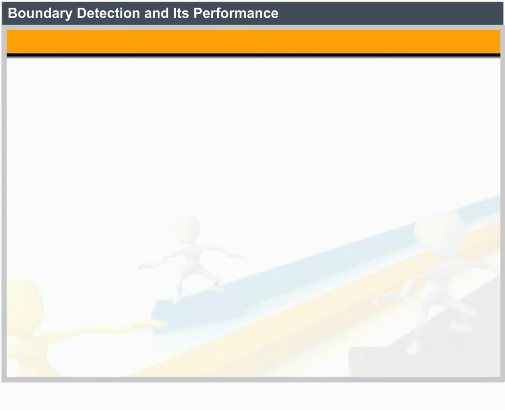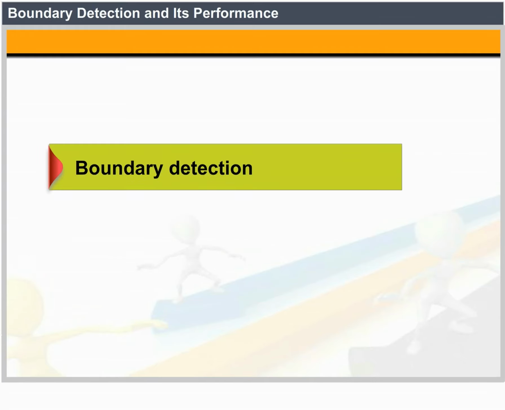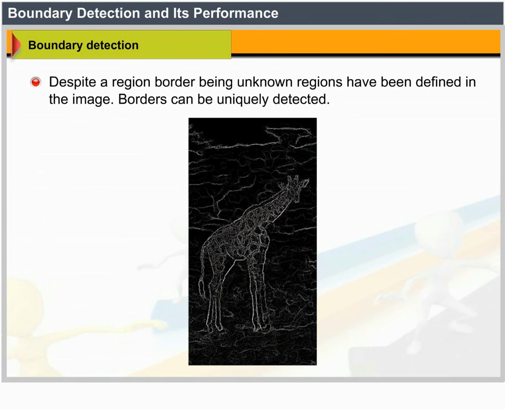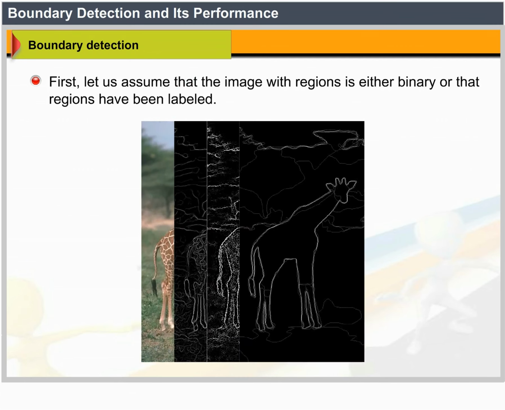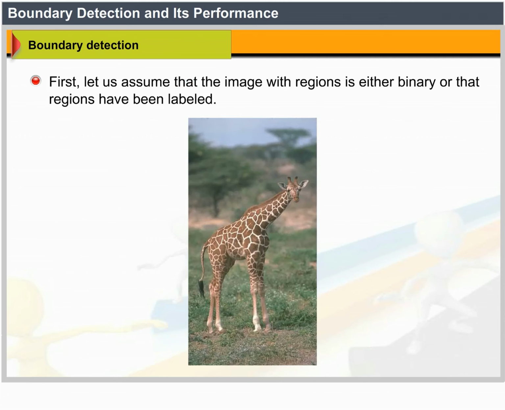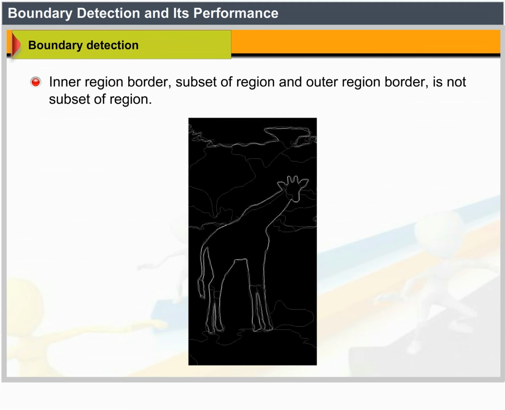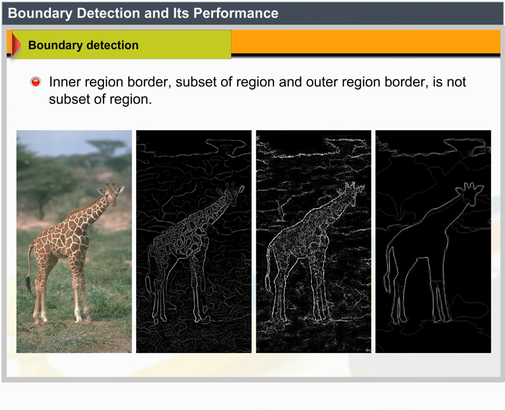Boundary detection and its performance. Boundary detection. If a region border is not known, but regions have been defined in the image, borders can be uniquely detected. First, let us assume that the image with regions is either binary or that the regions have been labeled. An inner region border is a subset of the region, and an outer region border is not a subset of the region.